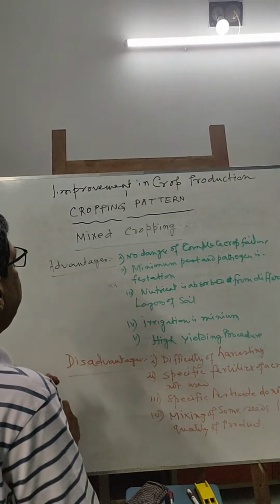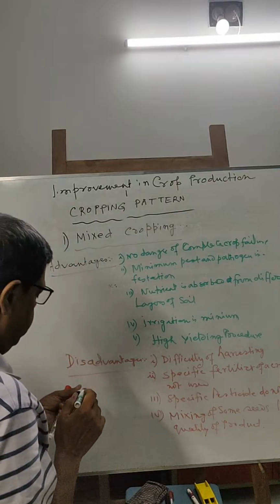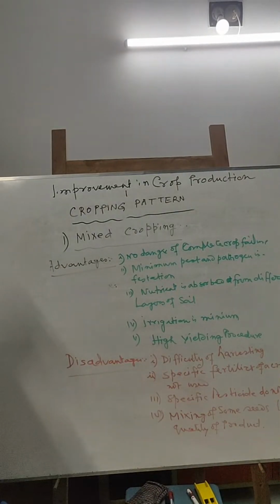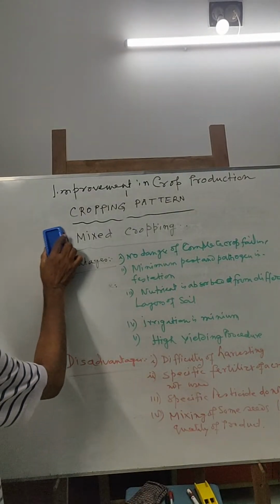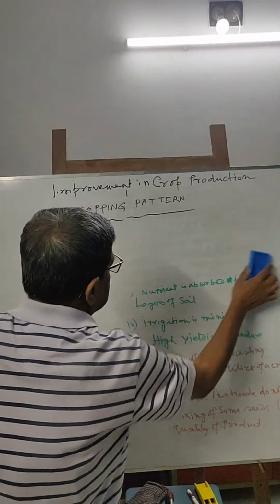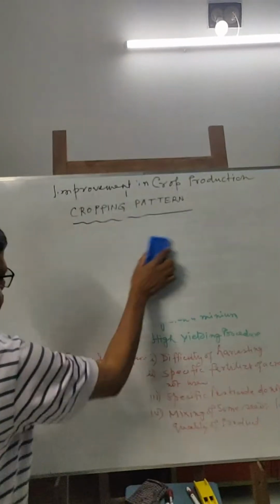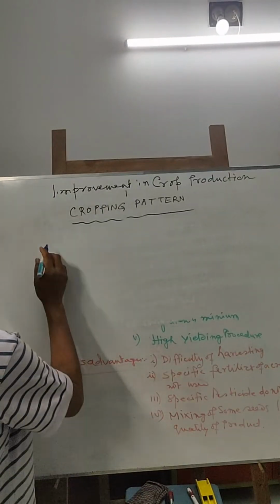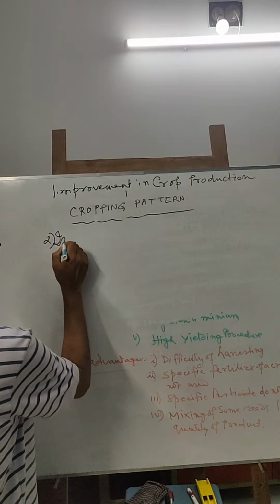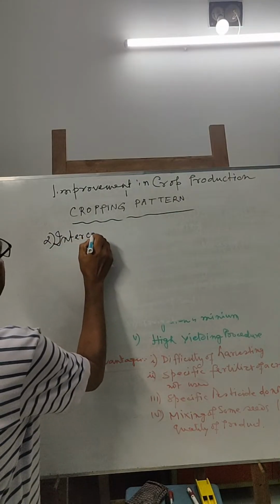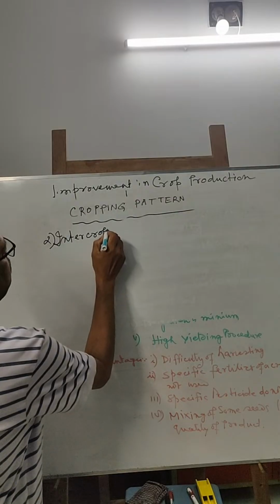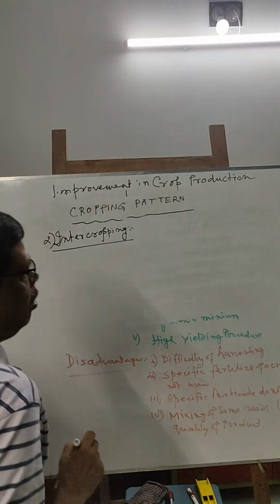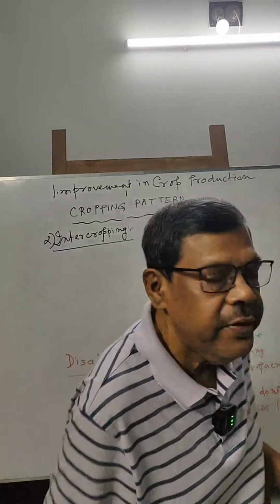Number one, mixed cropping. Number two, intercropping. What is intercropping?